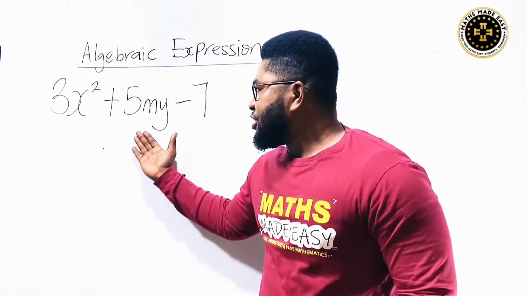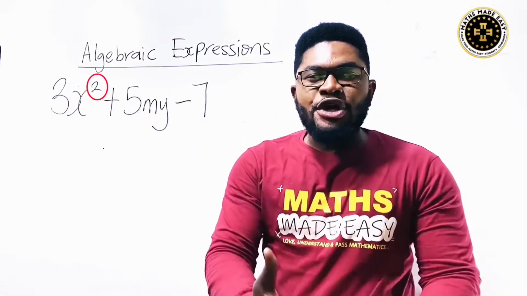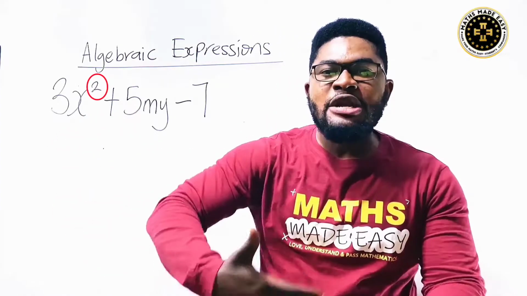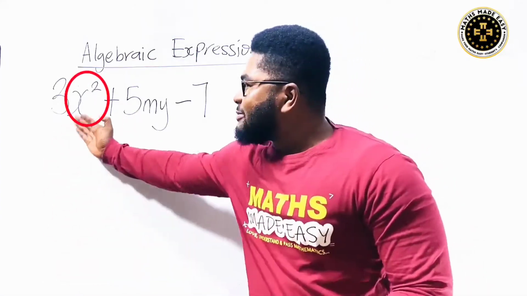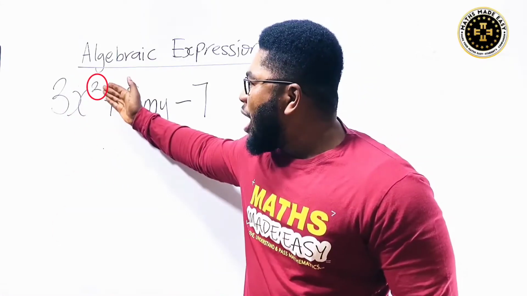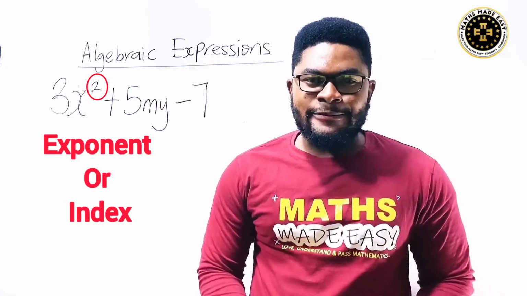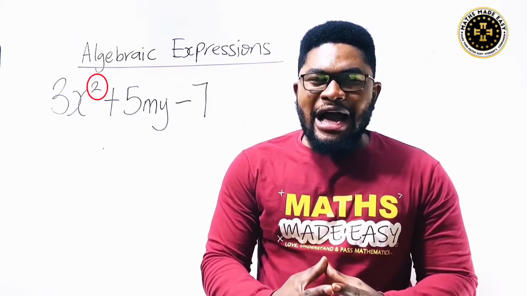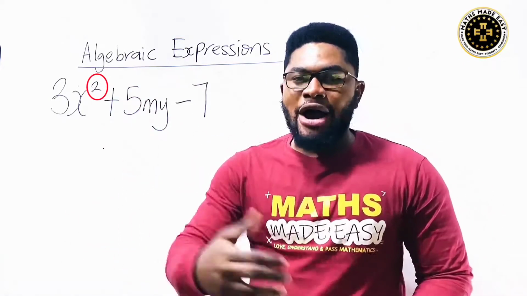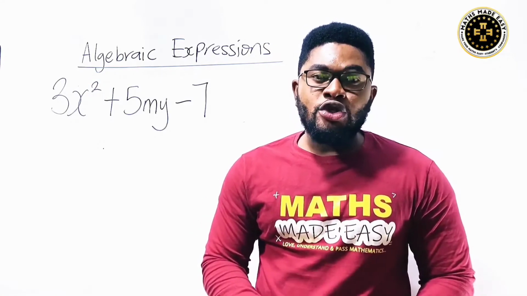Now in this expression, you realize that x raised to the power 2. The exponent shows the number of times that particular number or variable is being multiplied. So x power 2 simply means x times x. So this power can also be referred to as the exponent or the index. Any number having this exponent is having a power. Powers could be real numbers and they could also be variables or letters.